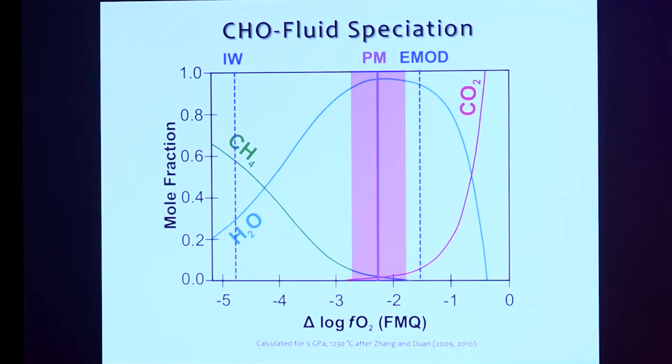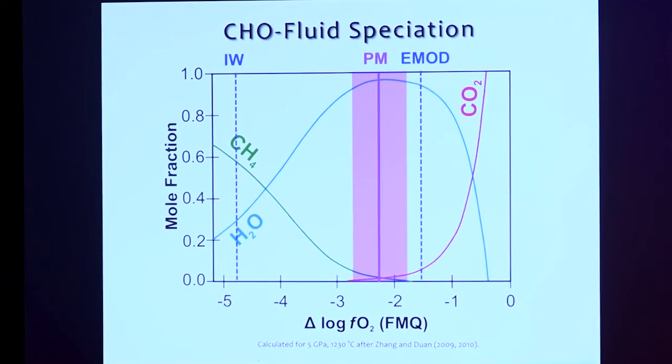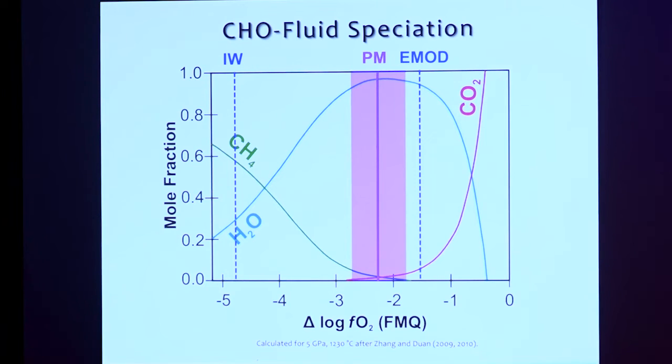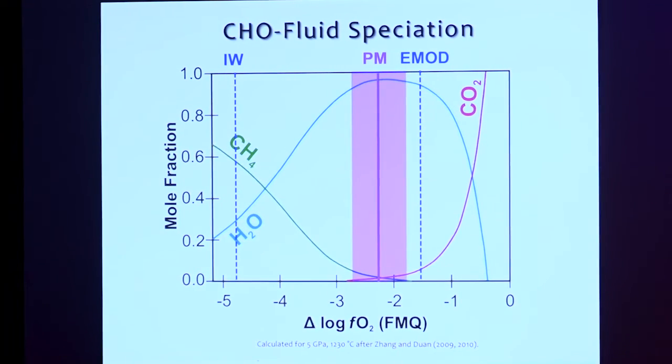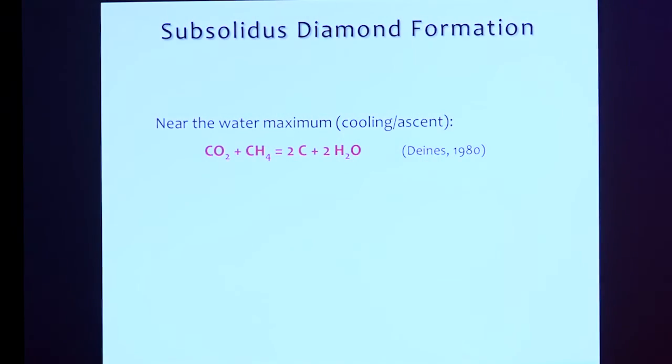And the purple shade is essentially a 1 sigma ratio of natural samples around that. So natural samples seem to sit exactly where we are at the water maximum and have both methane and CO2 present in the fluid. So that now gives us a way to make diamond, because we can simply react these two species in a redox neutral reaction. We don't need any wall rock anymore. The CO2 reacts with the CH4 and we make diamond plus water.